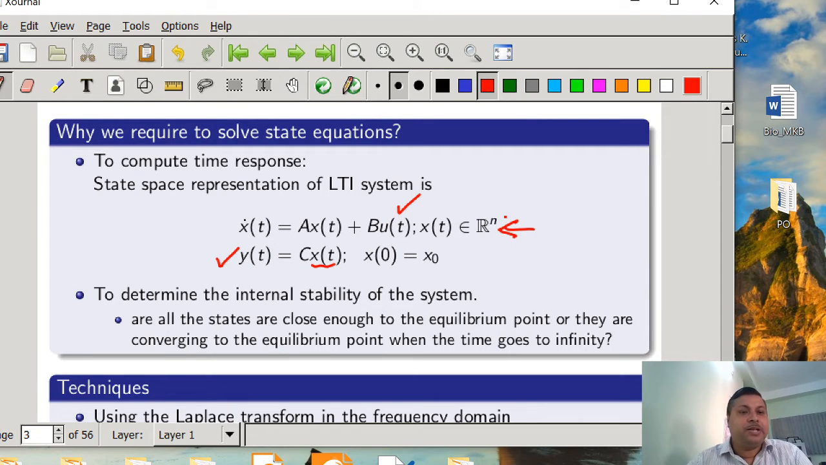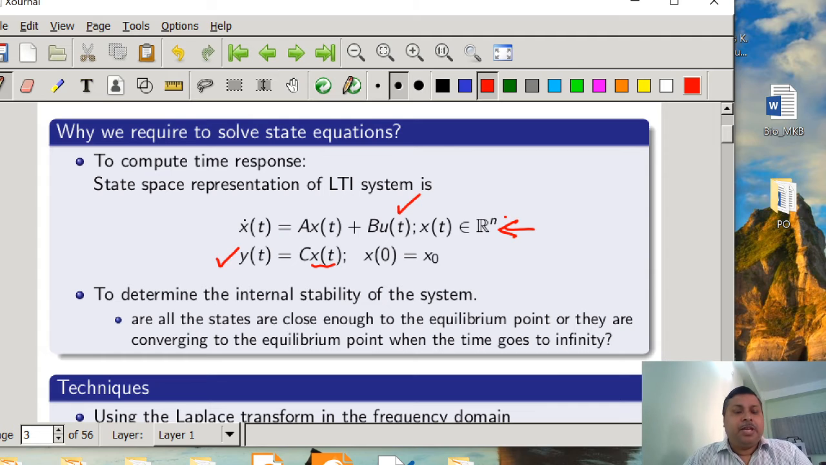So this is one objective, and another objective is to determine the internal stability of the system, because we understood from our previous experience that the transfer function only reveals the input output relation, or input output stability, which is known as BIBO stability. A system may be BIBO stable, meaning for a bounded input the output is bounded, but it may not guarantee that the system is internally stable, meaning it may happen that other states diverge.